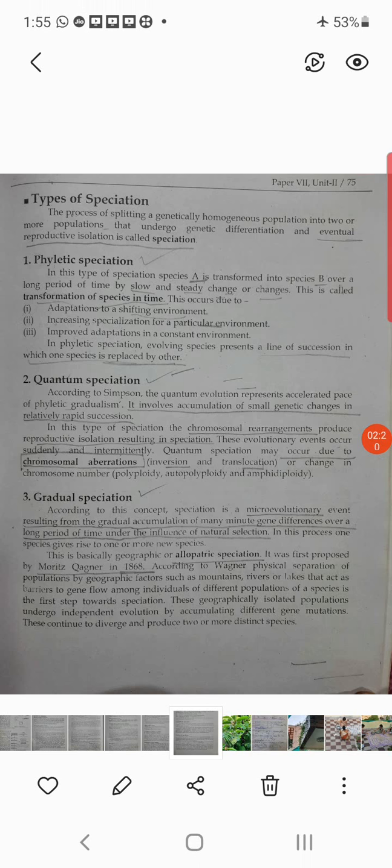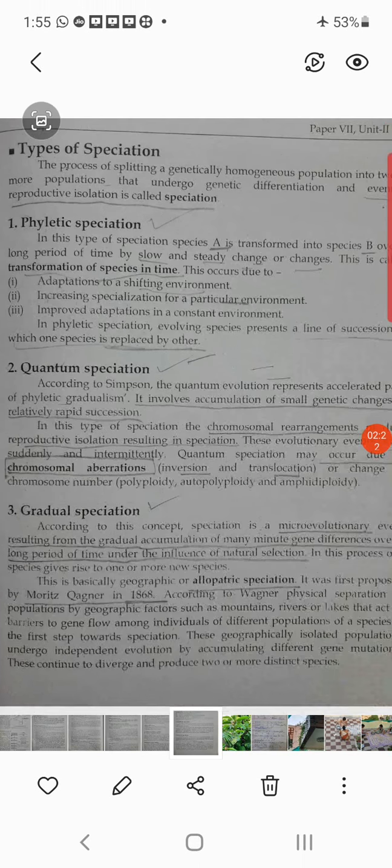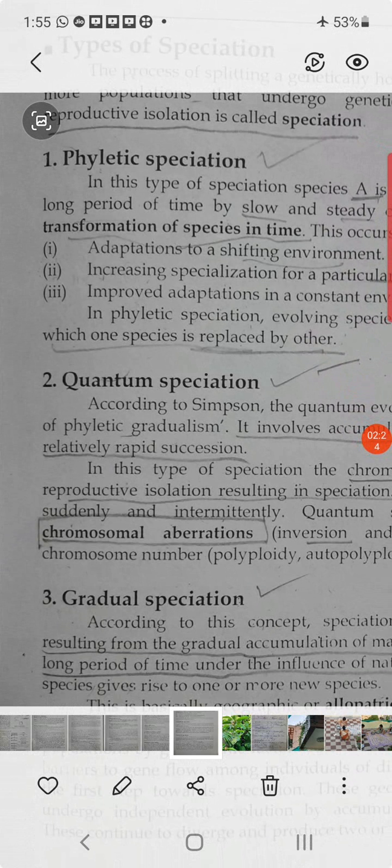The first one is the phyletic speciation. See, phyletic speciation. In this type of speciation, species A is transformed into species B over a long period of time by slow and steady change. This is called transformation of species in time.